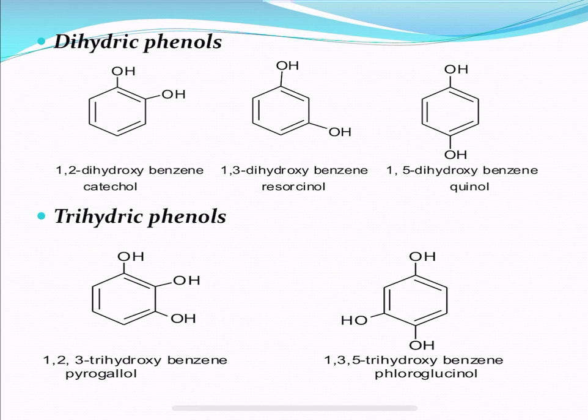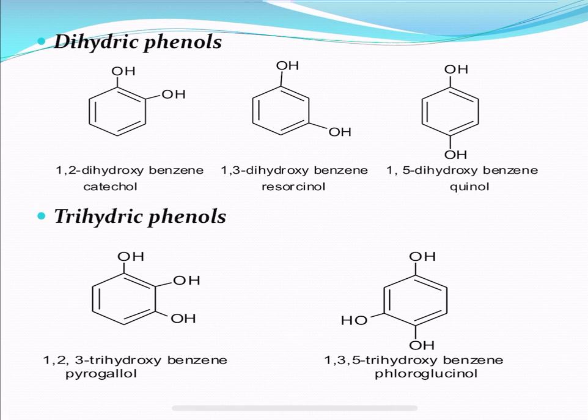Okay. So, this is the second type of classification, and the third is trihydric. Trihydric means, as the name itself says, tri means 3, hydric means hydroxyl groups. So, 3 hydroxyl groups have to be present here. For example, 1,2,3-trihydroxybenzene, and the general name for this is pyrogallol.